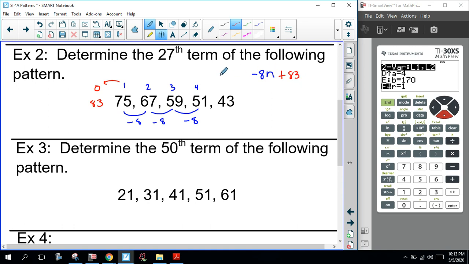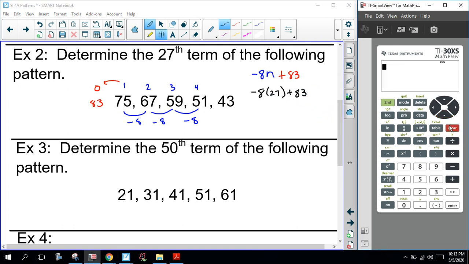Well, that doesn't answer the question, because they want the 27th term. They don't want the expression that represents this pattern. Well, now that I have that, though, I can use it. I'm going to simply plug the 27 in for n. So it's negative 8 times 27 plus 83. And when I do that calculation, that's going to give me the 27th term in the pattern.